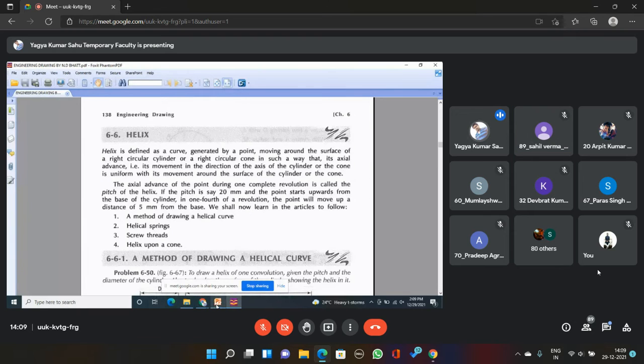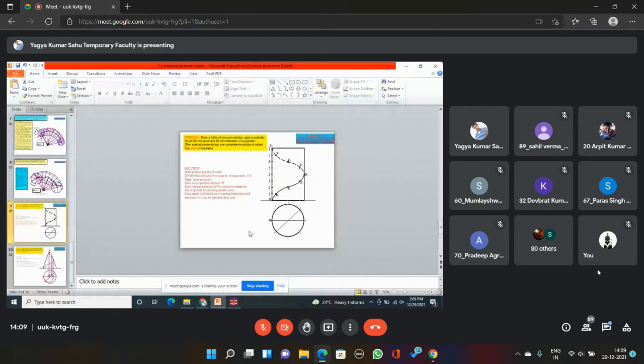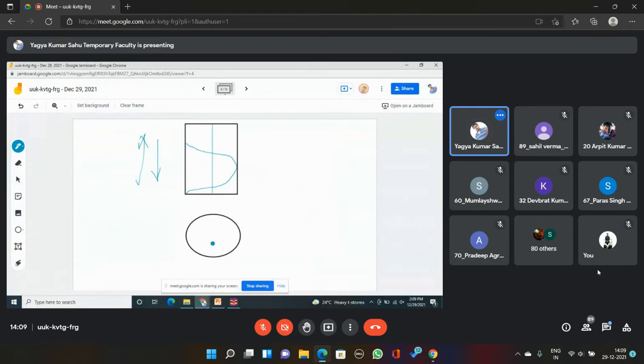So it will move like this, in a straight line, and also around the surface, means in a circular path. Suppose a point is moving in a circular path only. So what will be the axial advance? Zero. But in case of a helix, there is an axial advance.